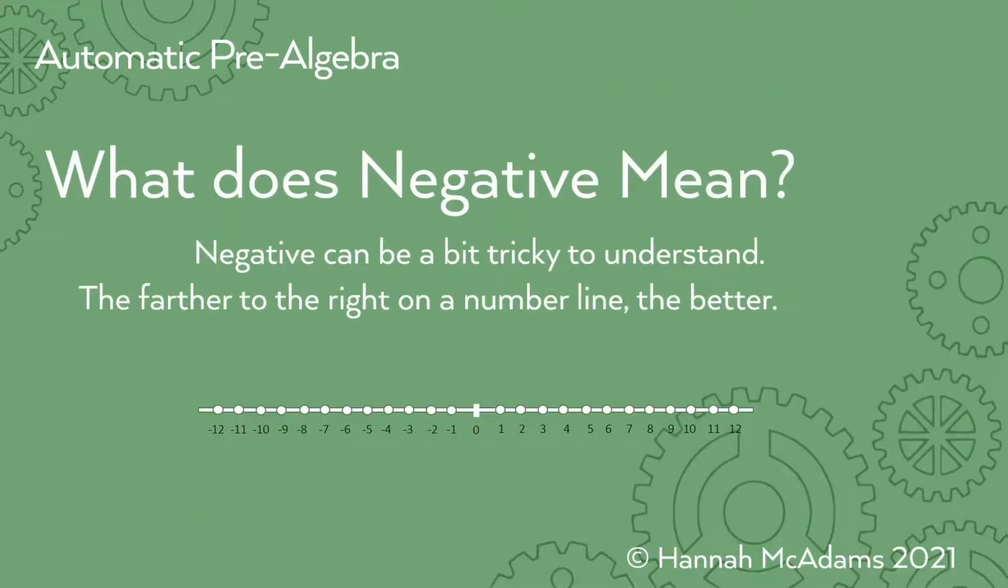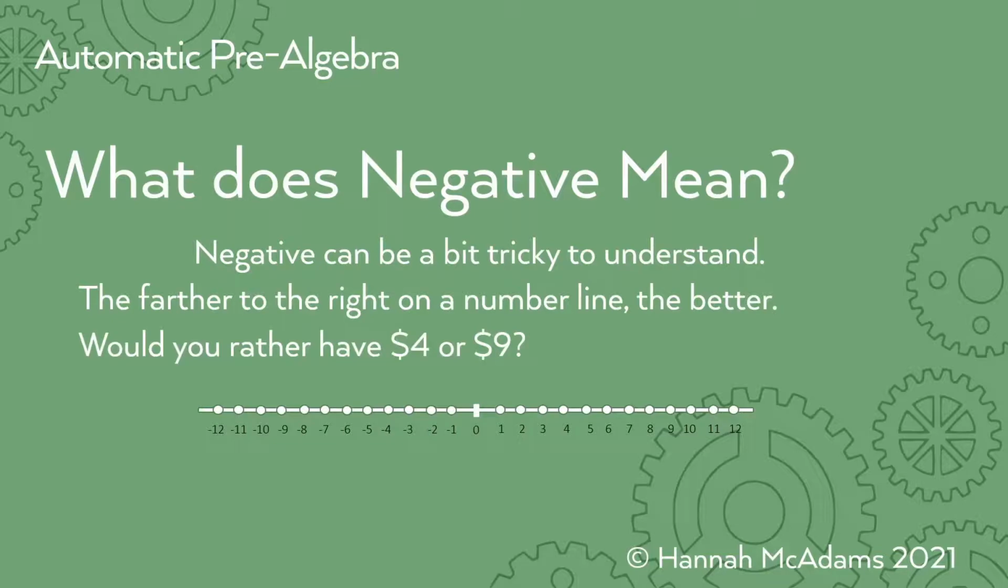All right, now what does negative mean? Negative can be tricky to understand, I think, sometimes. The farther to the right on a number line, the better. That's how I remember it, okay? It's positive, right? The farther to the right, the more positive it is. I'm using my hands and my daughter is making fun of me. I do that every time.